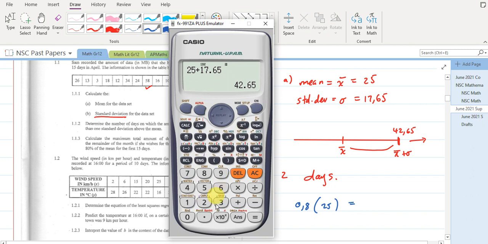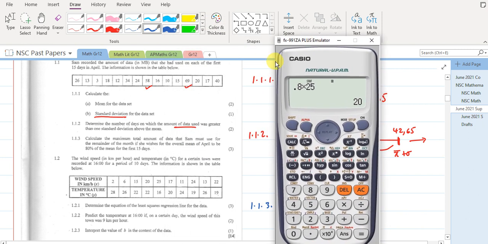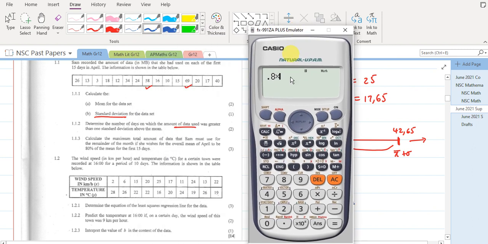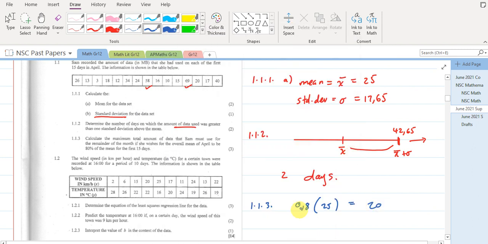Let's see, you say 0.8 times 25, which is equal, okay, I can clear the stats mode. I don't think there's any more questions based on this, right? So after this is a separate question, so let's clear the stats mode, otherwise you get funny stuff coming up. So 0.8 times 25, we got 20, right?